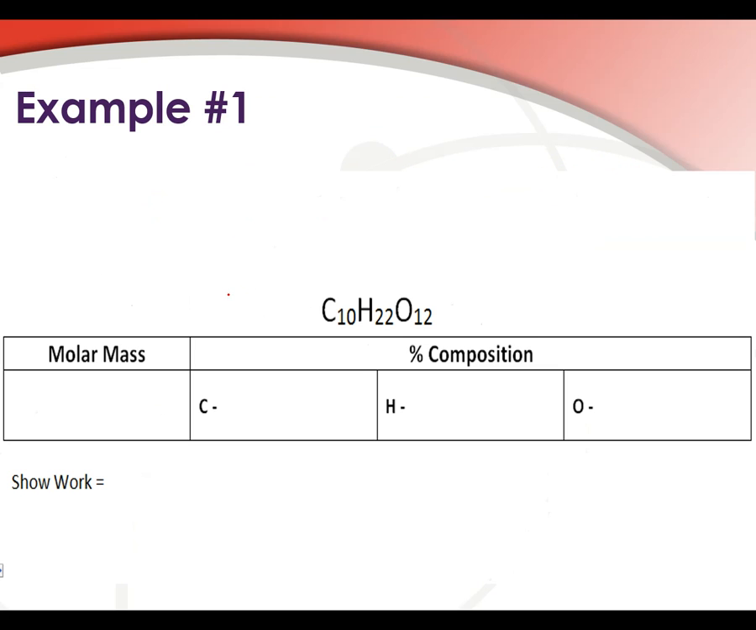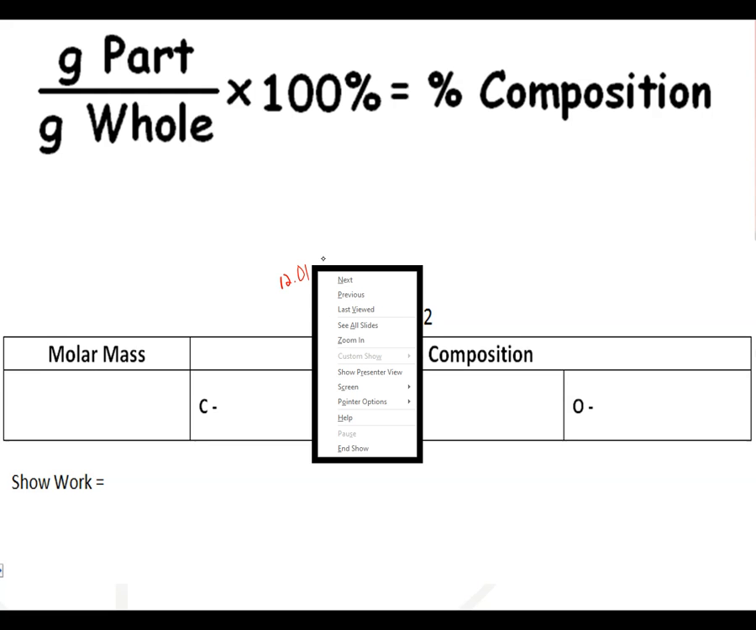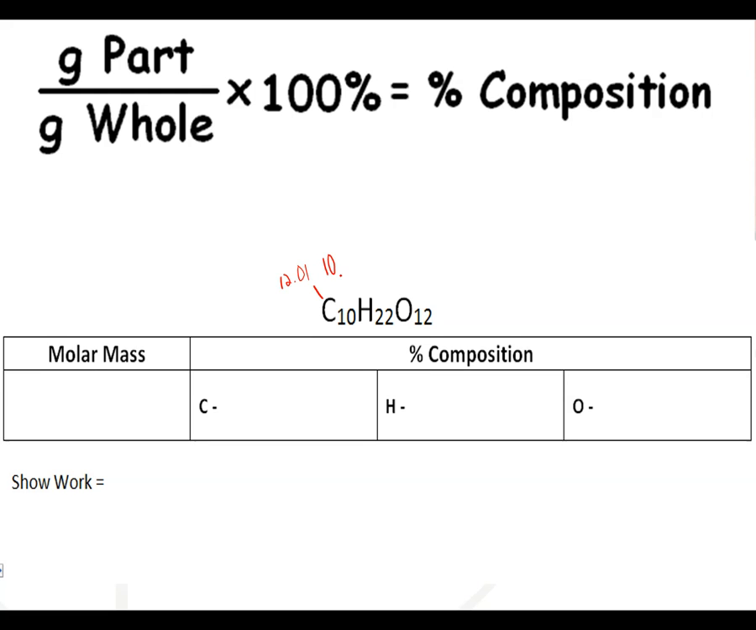So here we go. Using this formula, we take a look at C10H22O12. This is a complex sugar of some kind. First off, we need the mass of carbon. According to the periodic table, carbon weighs 12.01. In this case, we have 10 carbons, because the problem tells us there are 10 carbons. So we multiply 12.01 by 10, and we find that we have 120.1 grams of carbon in this thing. So that's our part of carbon.